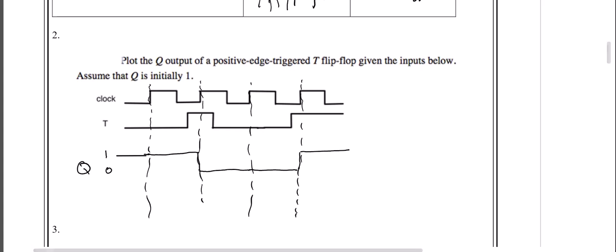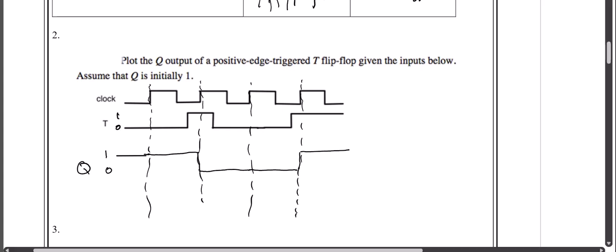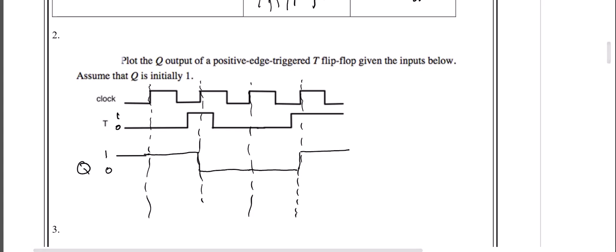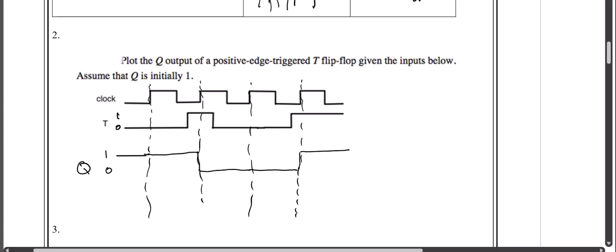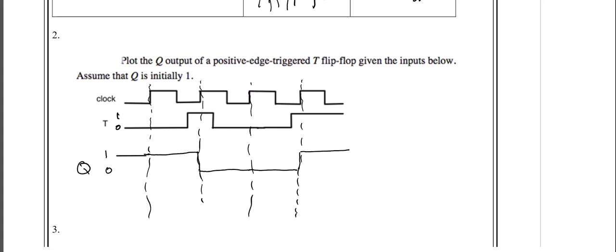Wait, this is Q10? So it says assume Q is initially 1. Q is initially 1. So I started with it at 1. Oh, okay. And then when I got to the first positive edge, T was at 0, because this is 0, this is 1. When I got to the first positive edge, T was 0, which meant no change. So I kept it at 1. Where does the K, there's no K here or something? This is just a T flip-flop.